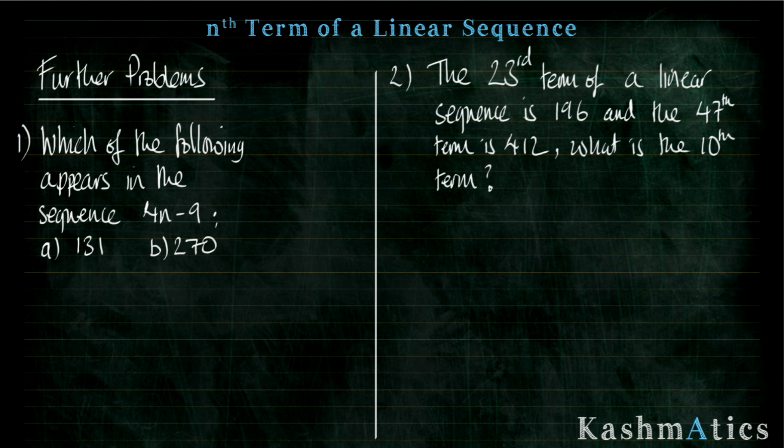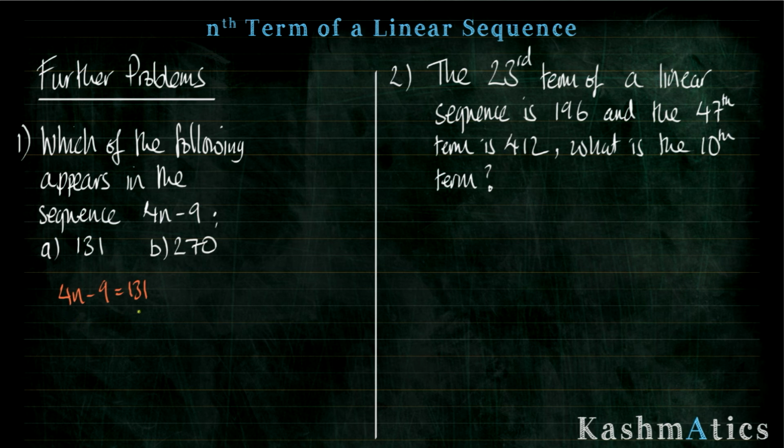If you want to work out whether a number is in a sequence, all you do is equate the number to that sequence's rule. So 4n minus 9 equals 131. And what you do next is just solve that equation. If you solve the equation and it happens to be a whole number, that means it is in the sequence, and it'll tell you which number in the sequence it is. If it doesn't happen to be a whole number, then it's not in the sequence. So let's just try and solve this.